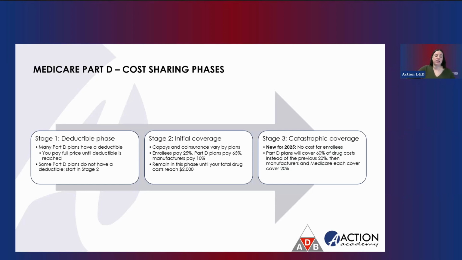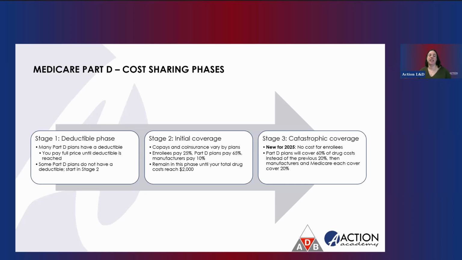Then you hit the initial coverage stage. In that stage, copays and coinsurances will vary by plan. Enrollees will pay 25% of the drug cost, and the Part D plan pays 65%. Manufacturers will pay 10%. You'll remain in that phase until your total drug cost reaches $2,000, which is much less than it was in the past. So, whew, this is great this year for your Medicare people with drugs.